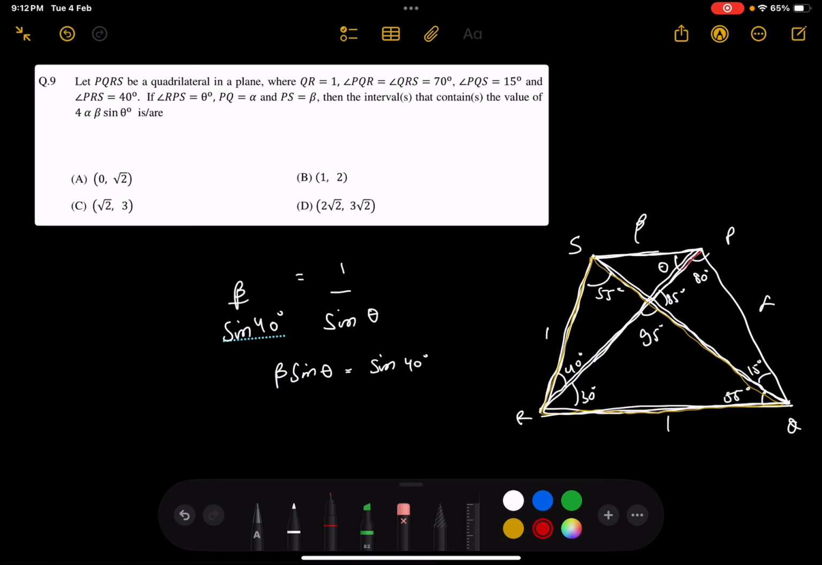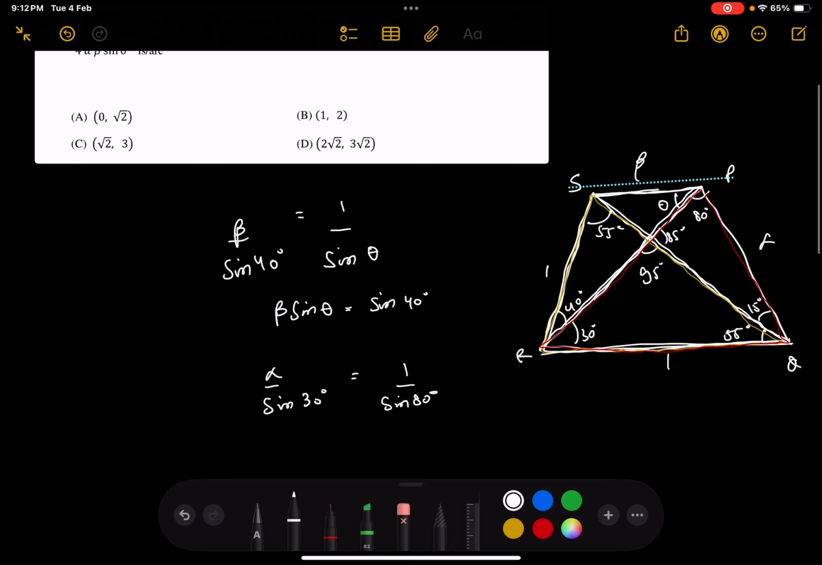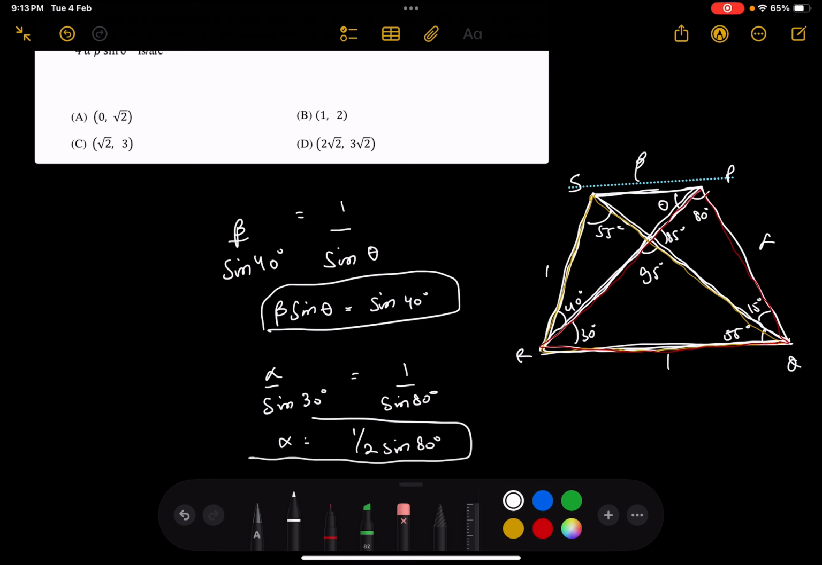Next, we will apply sine law on this triangle to get the value of alpha. We get alpha upon sine 30 degrees equals to RQ, which is 1 upon angle opposite to that is sine 80 degrees. So that makes alpha equals to 1 upon 2 sine 80 degrees. So we have beta times sine theta, we have alpha.